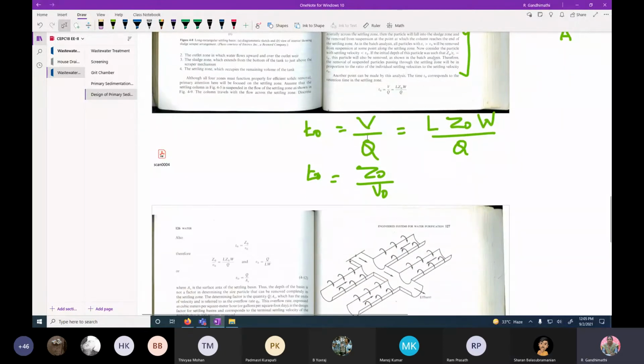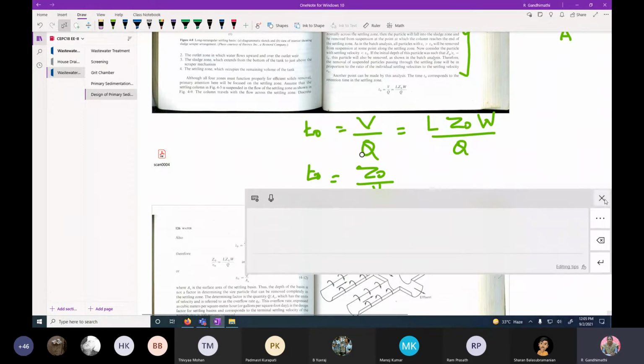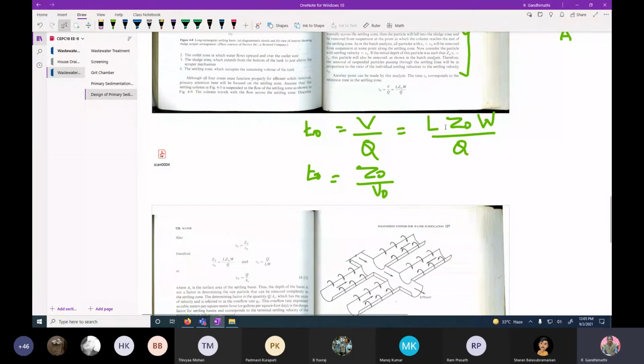Yes, ma'am. Please, this is important. One T0 we have calculated based on the retention time, that is L into Z0 divided by W divided by Q. Another T0 I have calculated based on the time of fall, that is based on the terminal settling velocity, which is just the average settling velocity. These two values must be the same, then only you can expect the particle to reach the bottom.